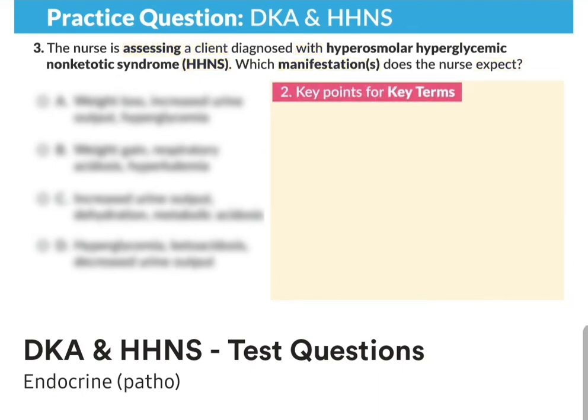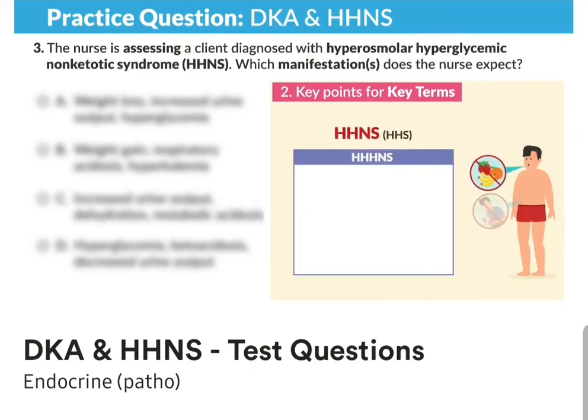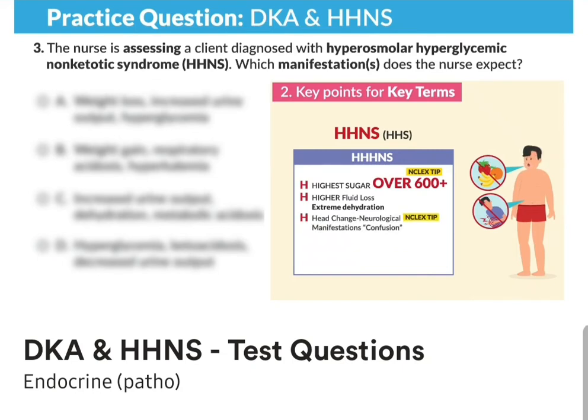So number 2, always think of a few things you know about those key terms. Once again, use the memory trick HHNS. So H is for the highest sugar, over 600 typically, and higher fluid loss. We're looking for extreme dehydration. H is for head change, or that neurological change, with manifestations like confusion. N is for no abdominal pain, typically, and no ketones, and not even acid or Kussmaul respirations. That's for DKA. And lastly, S is for slower onset and stable potassium.